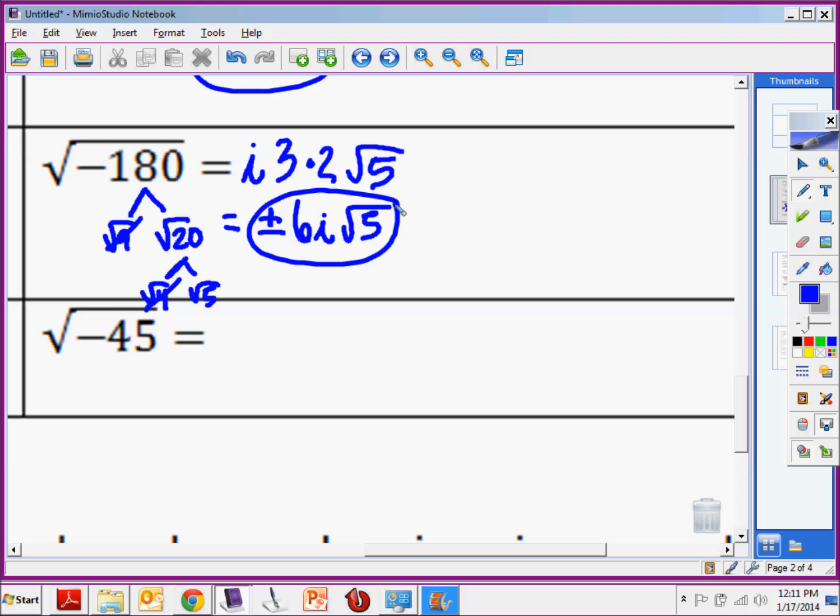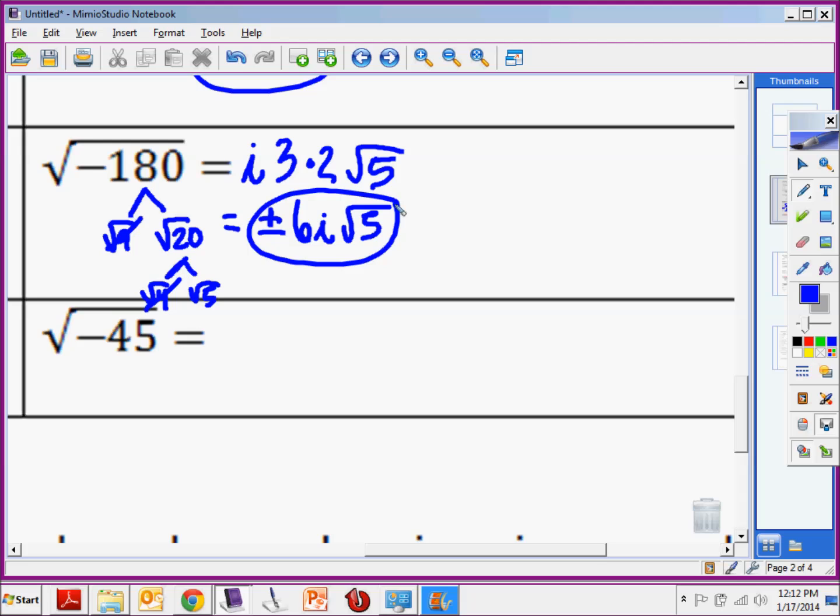Okay, so let's recap this with what we did. All right, so we knew that it was a negative, right? So that negative underneath the square root told me I was going to have an i. So I went ahead and put my i. Now 180 is not a perfect square, but there are perfect squares inside of 180. So I factored out and I came up with square root of 9 and square root of 20, because together they make square root of 180. Well, square root of 9 gave me 3. But square root of 20, is that a perfect square? No. So then it gave me 4 and 5.